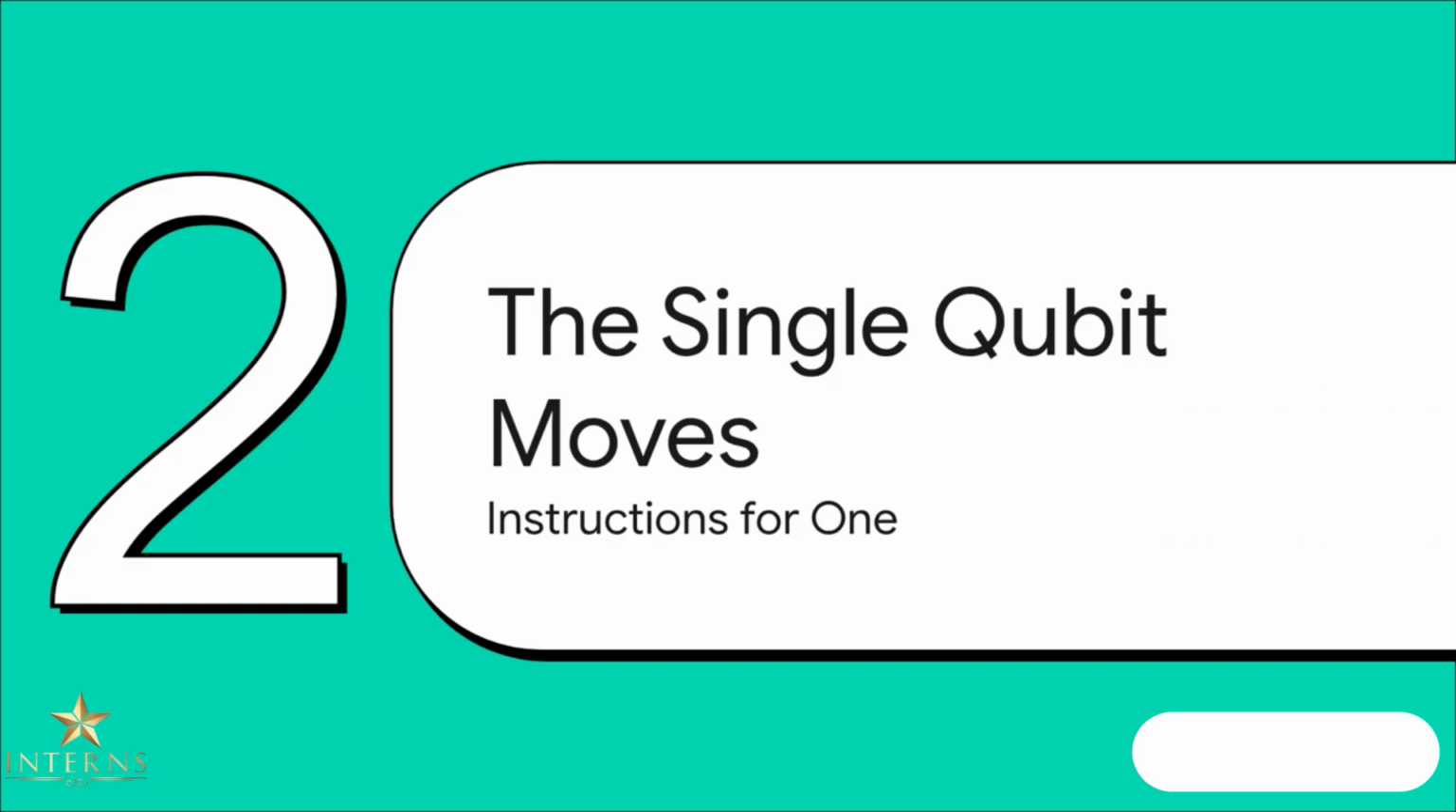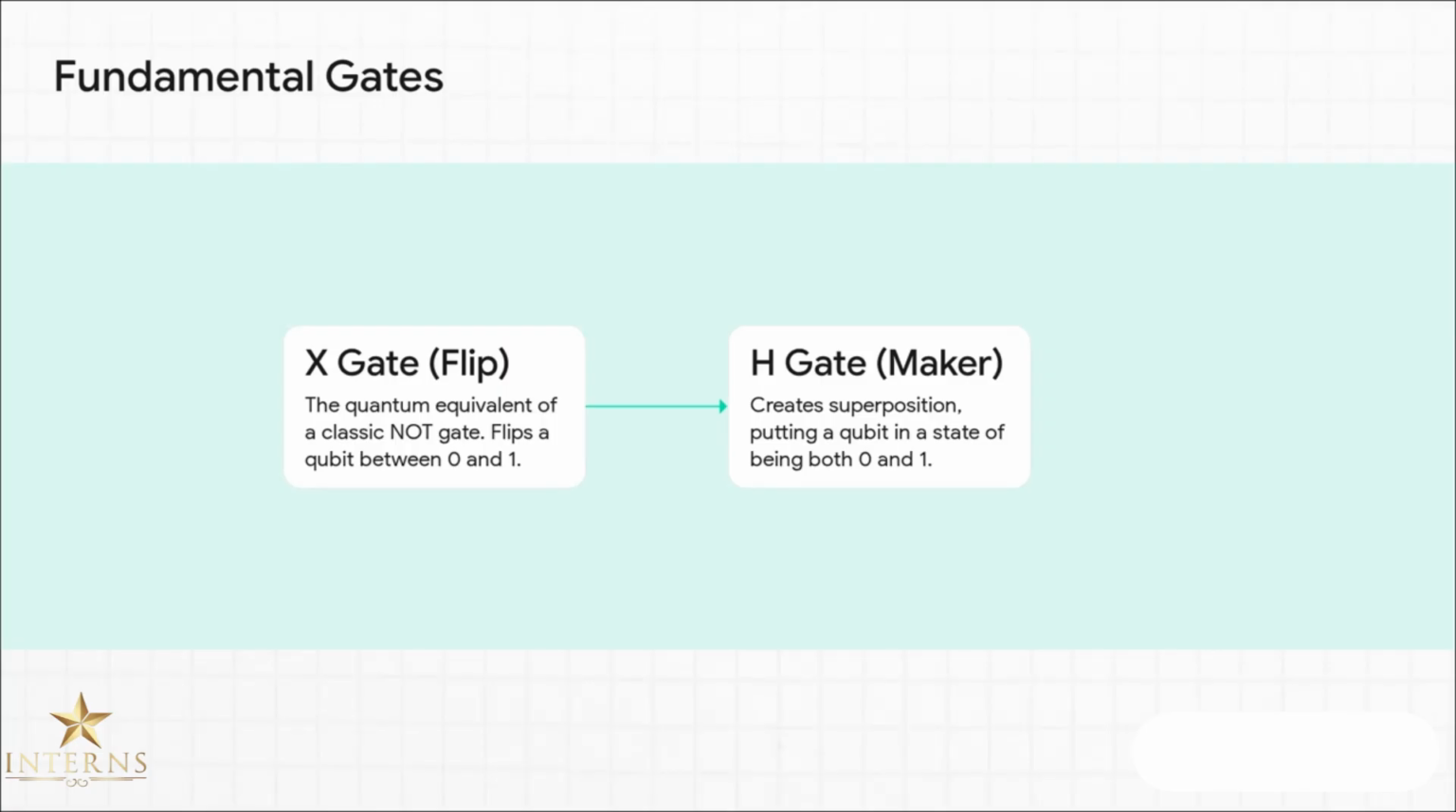Okay, so we've got our blueprint and our workspace. The next logical step is to look at the simplest instructions we can possibly give. What are the basic moves for just a single qubit? Well, there are two fundamental moves you really need to know. First is the X gate. Super simple. It's just a flick. It turns a 0 into a 1 and a 1 into a 0.